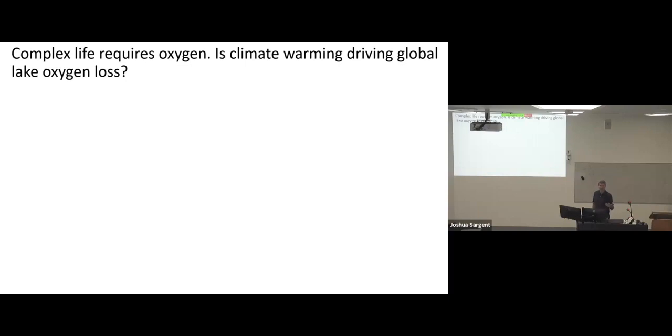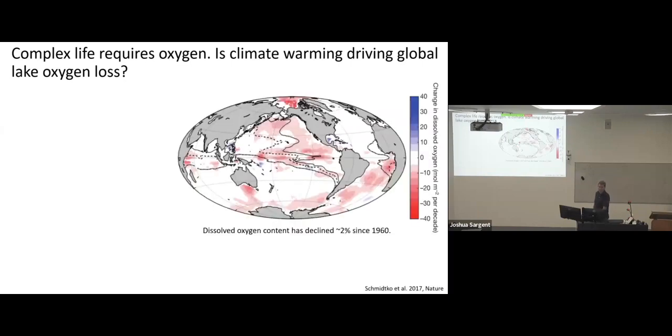Is climate warming driving global lake oxygen loss? That is our central research question. And we started this research in 2016, as I mentioned. Then the very following year, as we were midway into this project, a paper came out by Schmidtko et al. in Nature, focused on the oceans, showing that the oxygen content in the oceans has declined about 2% since 1960. That's not a very large proportion, but there were a lot of areas where oxygen has historically been low. There are oxygen minimum zones, and there are coastal areas where there has historically been a lot of hypoxia.